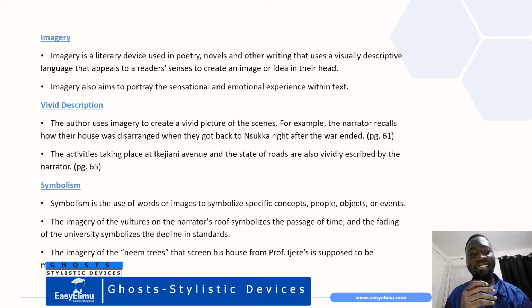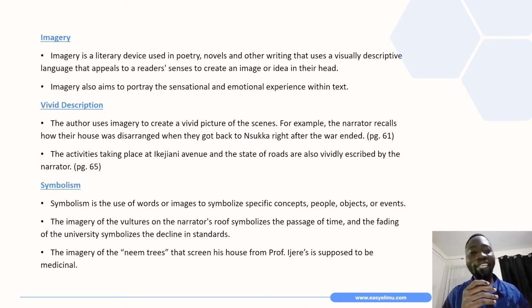Through language, imagery aims to portray the sensational and emotional experience within the text, not only creating an image or idea in the head. Imagery is a style that also has some subcategories. Under imagery we have other styles like vivid description, symbolism, metaphor, simile, etcetera. Under vivid description, we are told that the author uses imagery to create a vivid picture of some of the scenes that are described.